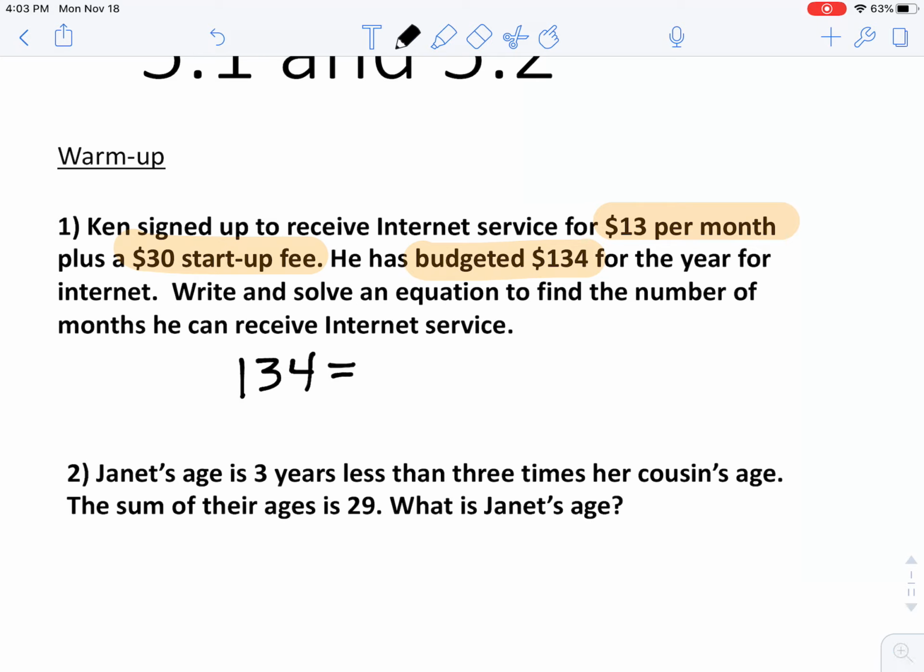We know our $30 fee is the one-time fee, so we're going to add our $30 onto his monthly cost. So we know it's $13 per month. That word per, multiplication. So we're going to write that as 13M. $13 per month.